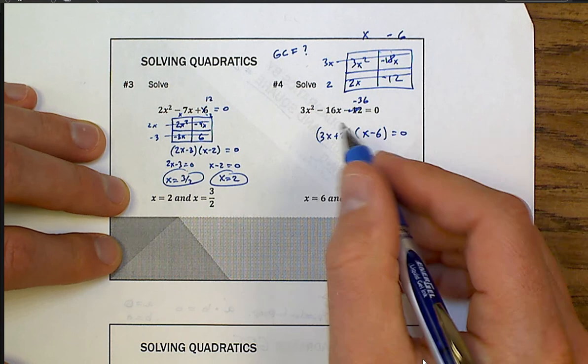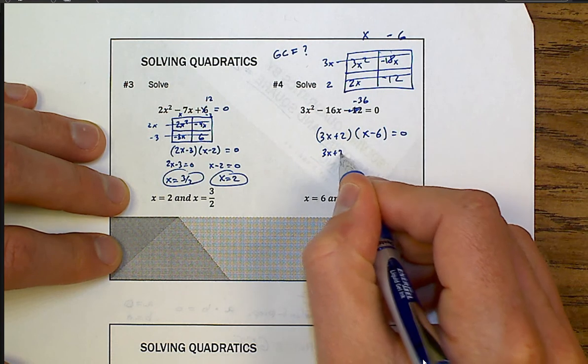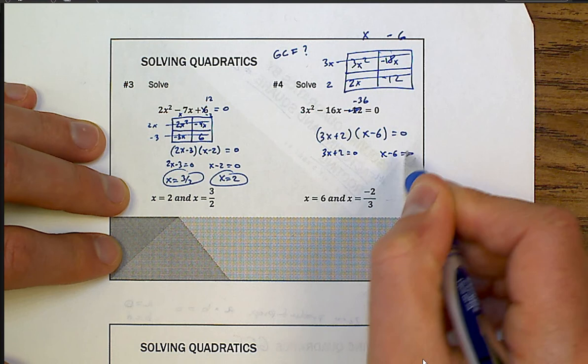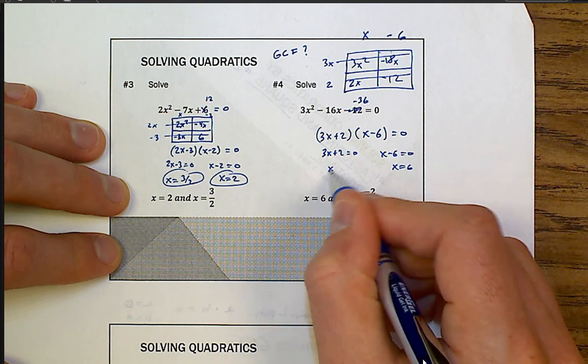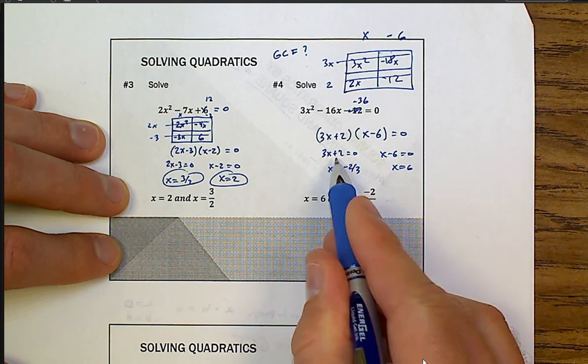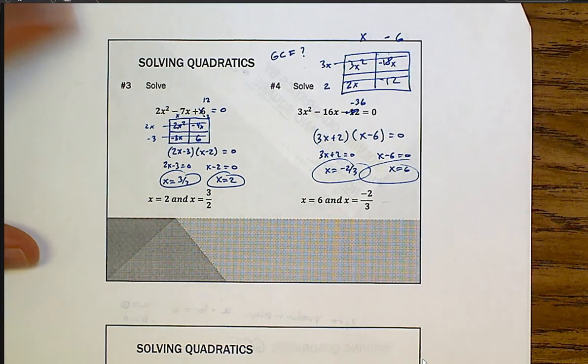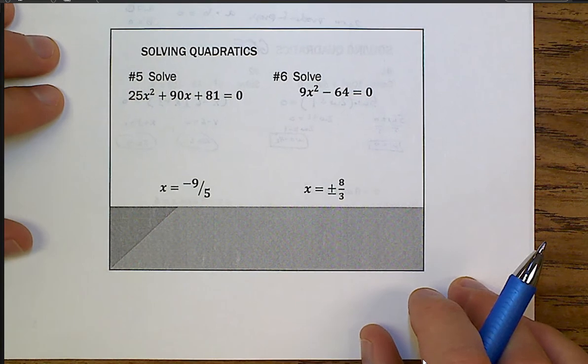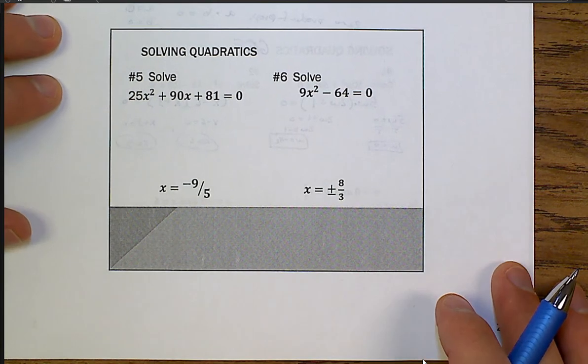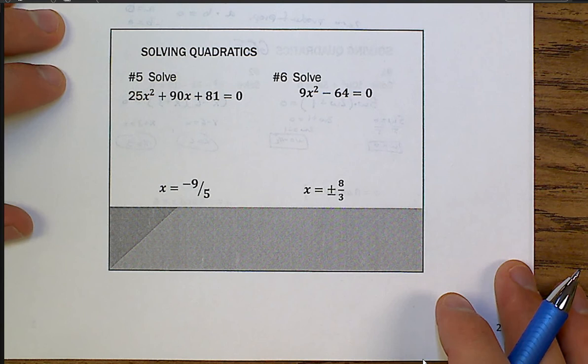Zero product property, so 3x plus 2 equals 0. x minus 6 equals 0, so x equals 6. And x equals negative 2/3 when I subtract 2 and divide by 3. And you can see that right there. Okay? All right, down towards the bottom now, we're going to get into a couple different problems here.